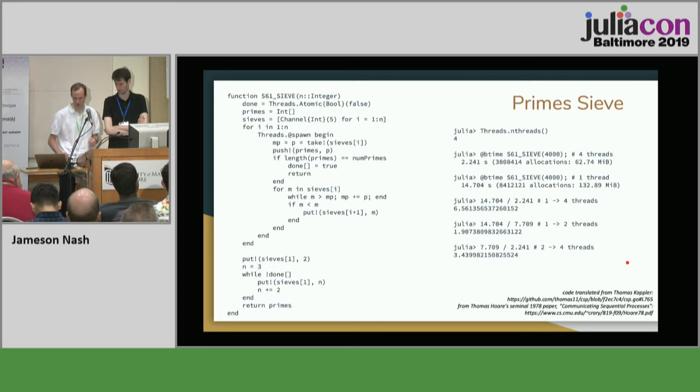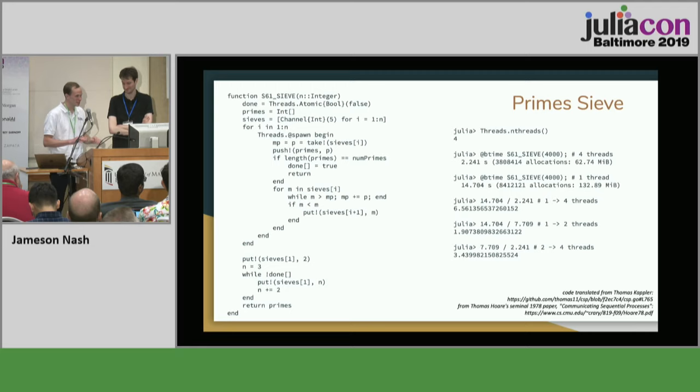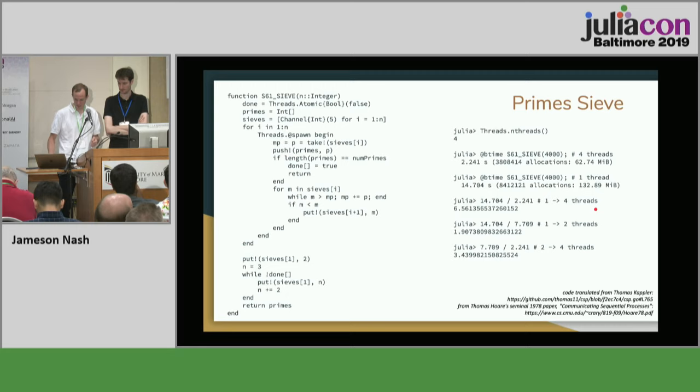Not the most efficient way of doing it, if you're wondering. There's a primes.jl package that is much faster than this and uses some better tricks. But just using the fairly naive algorithm here, we do actually see some incredible speed up. So on four threads, this took about 2 seconds. On one thread, this took about 14 seconds. So that's 6.5x speed up over four threads.